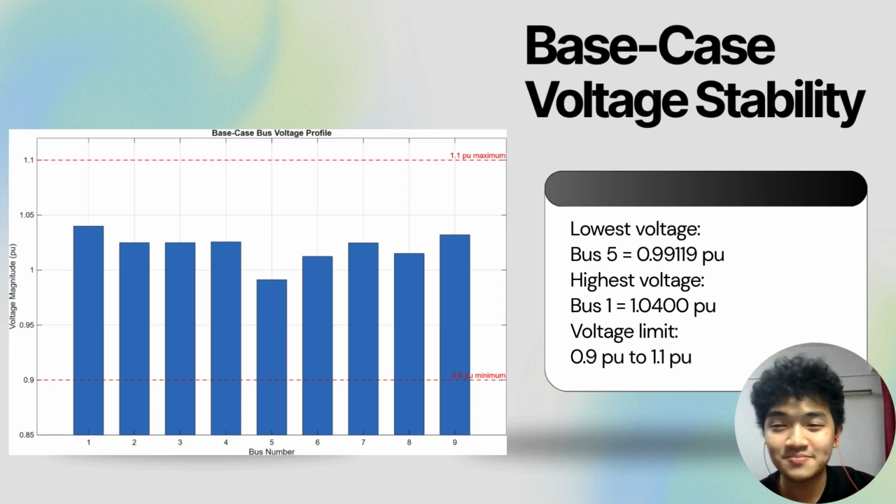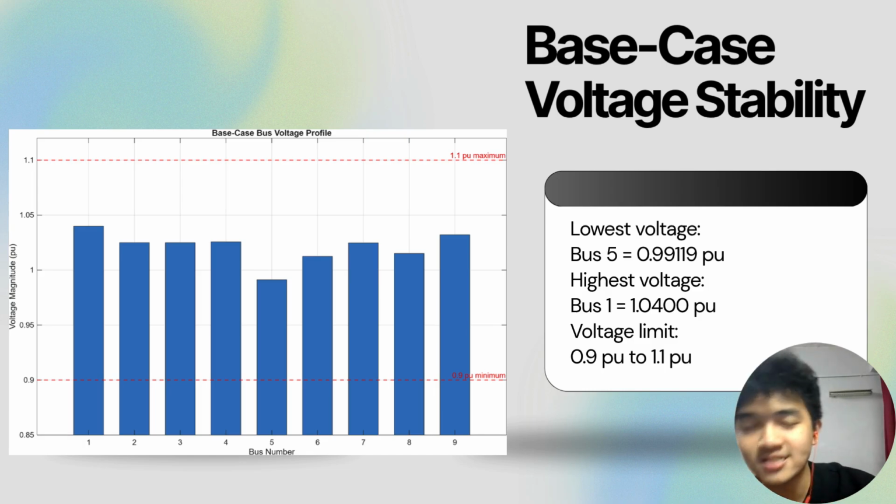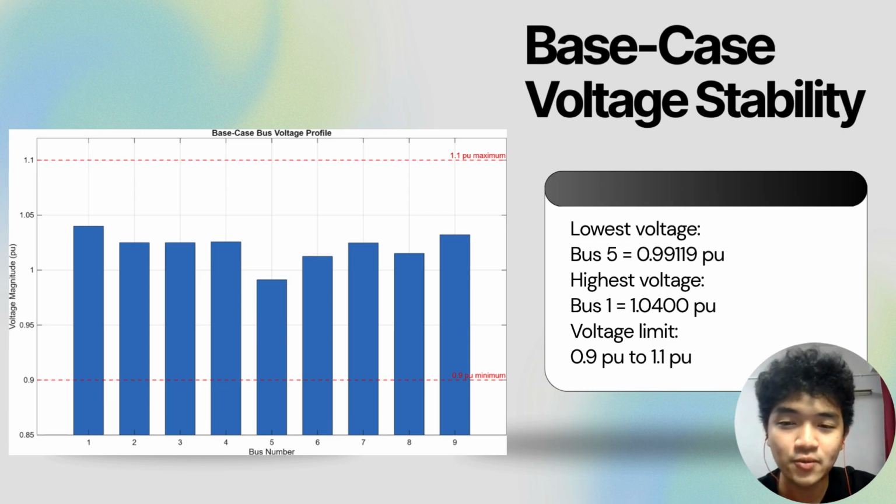This slide shows the base case voltage stability result. From the bar chart, all bus voltages are within the acceptable range of 0.9 per unit to 1.1 per unit. The lowest voltage occurs at bus 5 with a value of 0.99119 per unit, and the highest voltage occurs at bus 1 with a value of 1.04 per unit. Since no bus voltage is below 0.9 per unit or above 1.1 per unit, the WSCC 9 bus system is considered stable under the normal base case condition. However, bus 5 has the smallest voltage margin, so it should be monitored when the system loading increases.